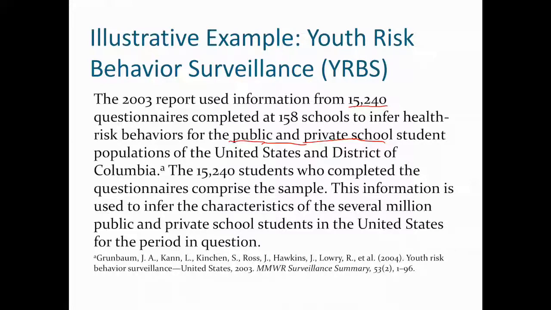The information is then used to infer the characteristics of several million public and private school students in the United States from that period, right? So this is showing an example of how we collect information from schools, and then from that information, we can infer, based on the average height and weight of youth and our young adolescents growing up, if there is weight gain. This is where we can say that kids' BMI is growing. We could say that they are less active. They are engaging in risky sexual activity, or they are engaging in drug use at an earlier age. This is how we collect and disseminate this information.